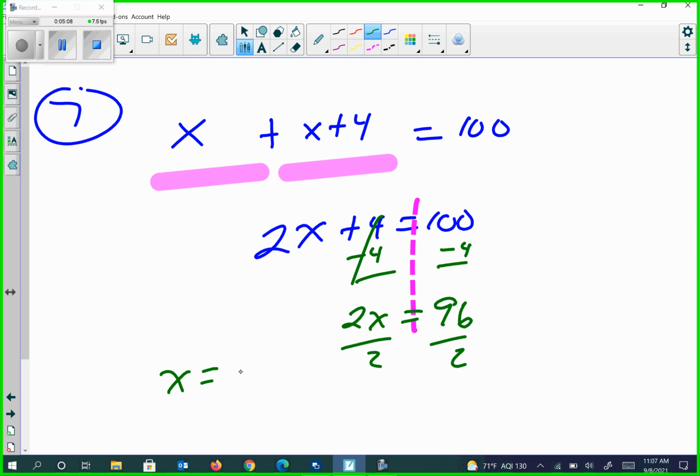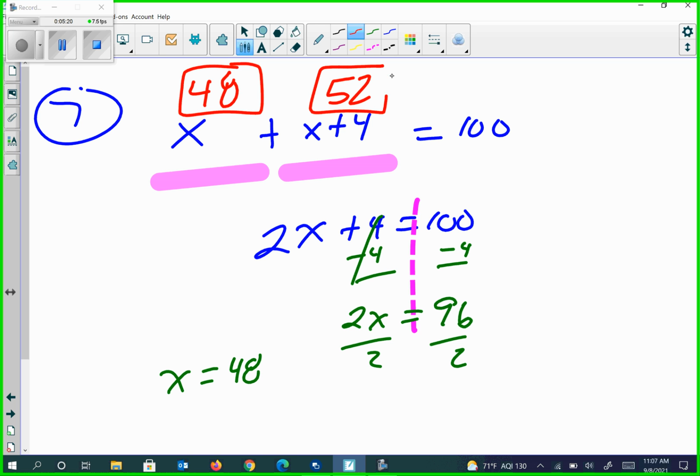So 2 goes into 9 4 times. There's 1 left over. 2 goes into 16 8 times. So if this team scored 48, then this team had to score 4 more than that. So this team scored 52. 52 and 48 add up to 100. So that's one way to make sure we had it right. 48 is 4 away from 52. So that's the other way. So just kind of think through it to double check to make sure you feel good.